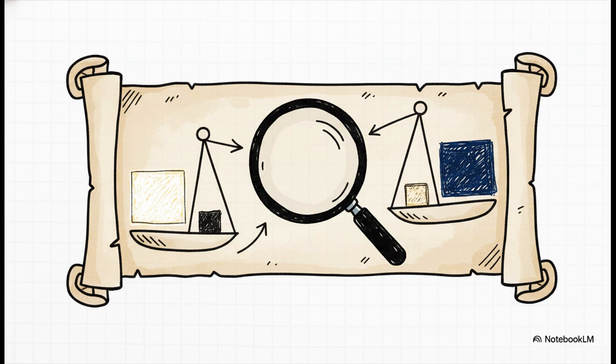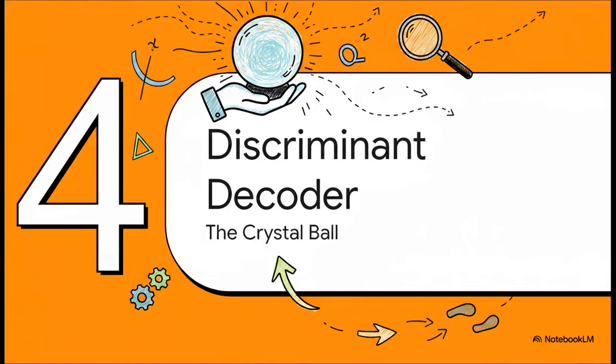Honestly, this eliminates so much trial and error. It's a total game changer. Moving right along to section 4, the discriminant decoder, the crystal ball.